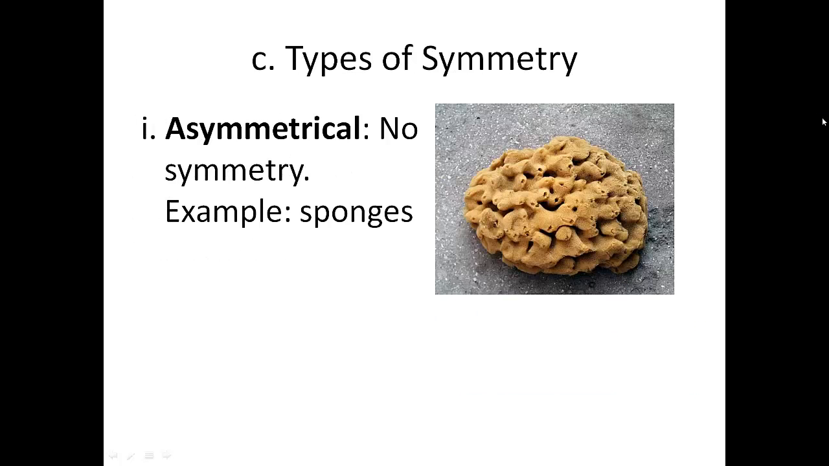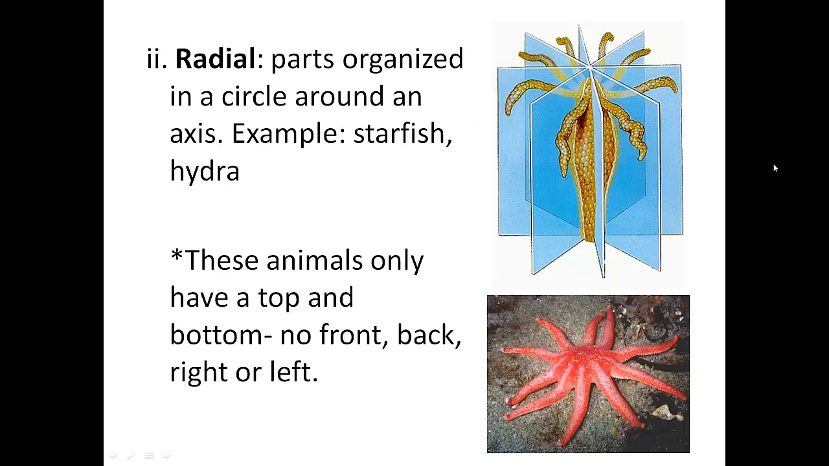Lastly, symmetry. If an organism is asymmetrical, it has no symmetry. You can cut it down the middle any way, and it will not be the same on the left and right side of that cut. Radial means it's symmetrical in a circle or around an axis. So starfish, hydra, this top picture. You can cut it any of these directions around the center, and it will be the same on the left and the right. These animals, like it says here, do not have a front, a back, or a right or a left. All you have is a top and a bottom.